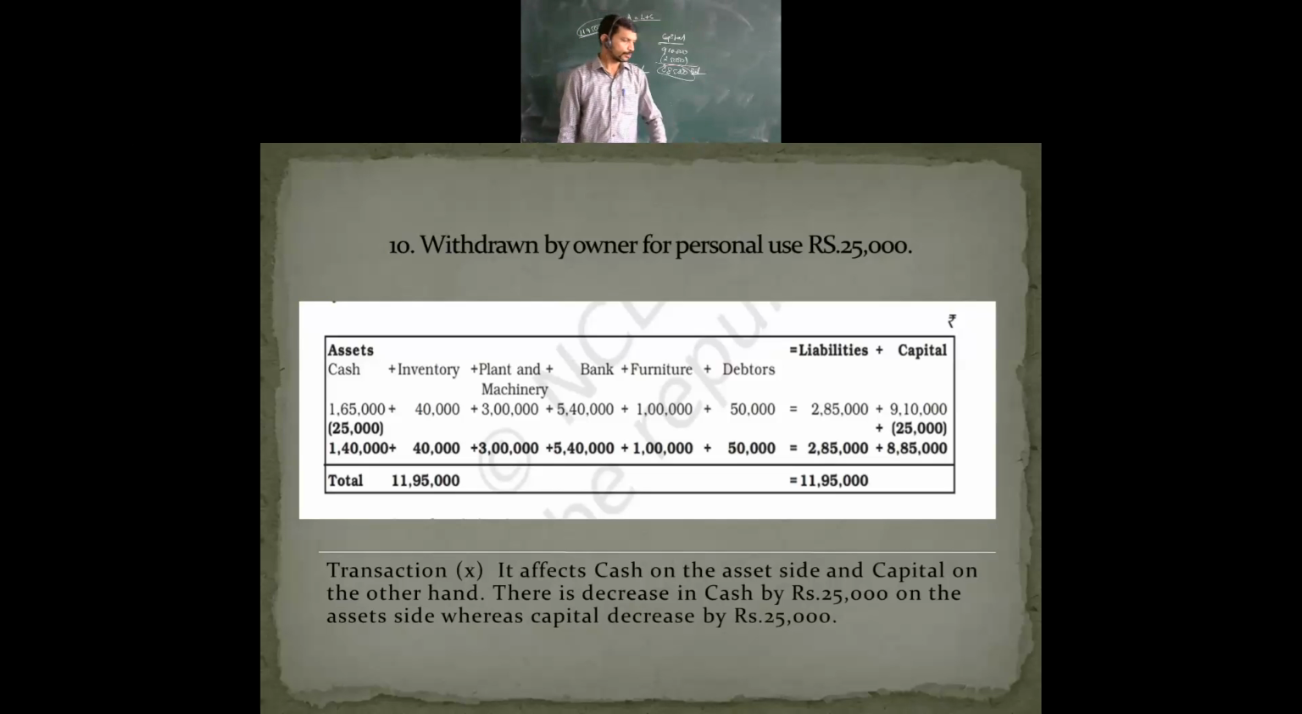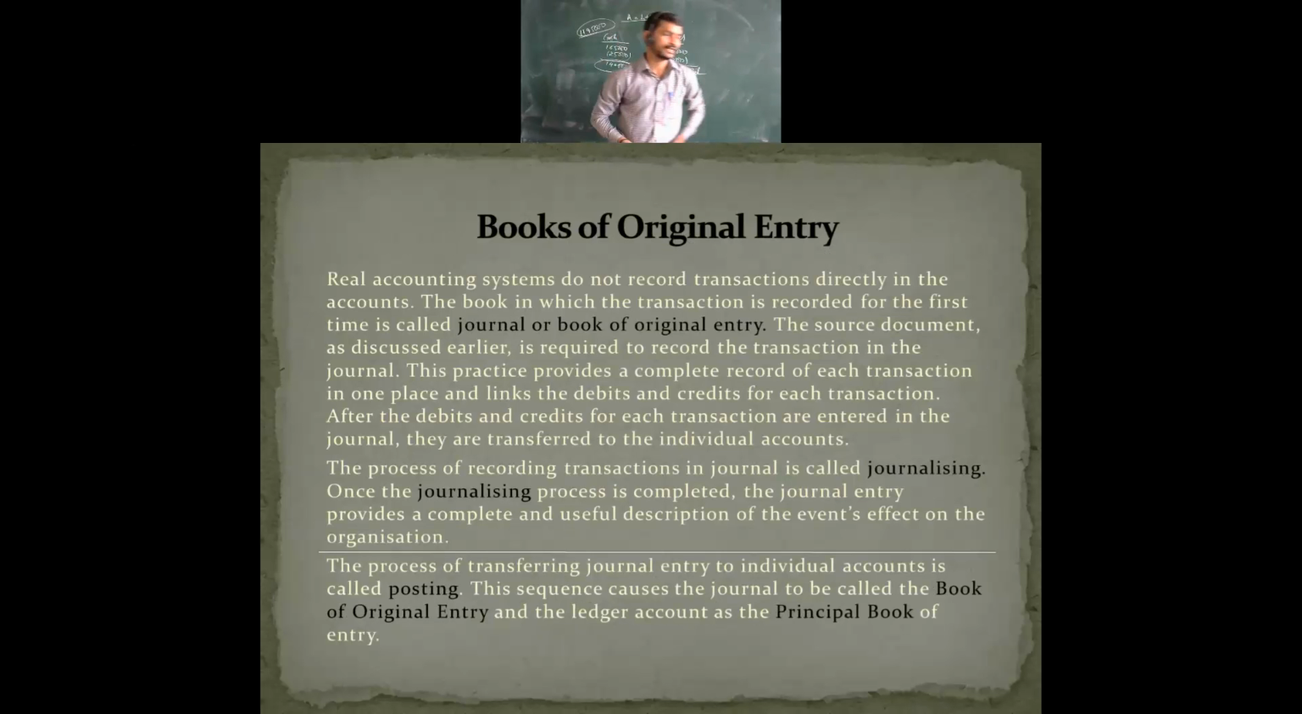I think only 10 points are there. Yes, only 10 points are there. Till here we end with the illustration problem. So now after this, the main concept we are going to see over here is books of original entry. Now what is this books of original entry we are going to discuss over here?